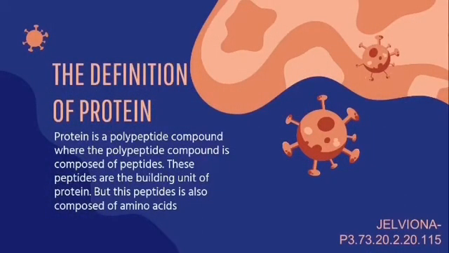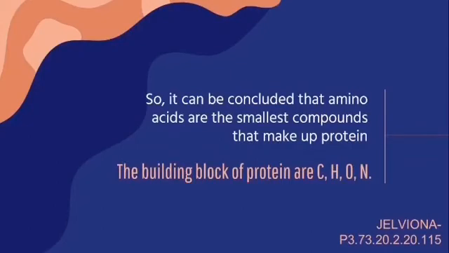Definition of protein. Protein is a polypeptide compound where the polypeptide compound is composed of peptide. These peptides are the building unit of protein, but this peptide is also composed of amino acid. So it can be concluded that amino acids are the smallest compounds that make up protein. The building block of protein are carbon, hydrogen, oxygen, and nitrogen.